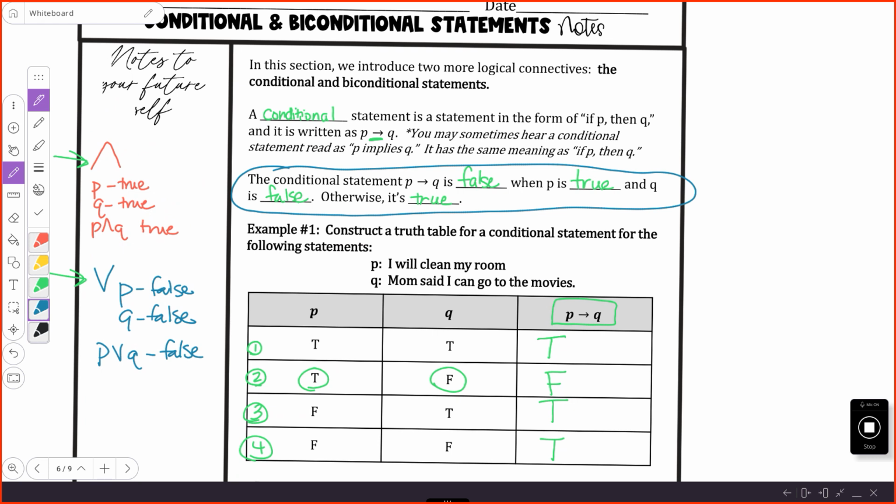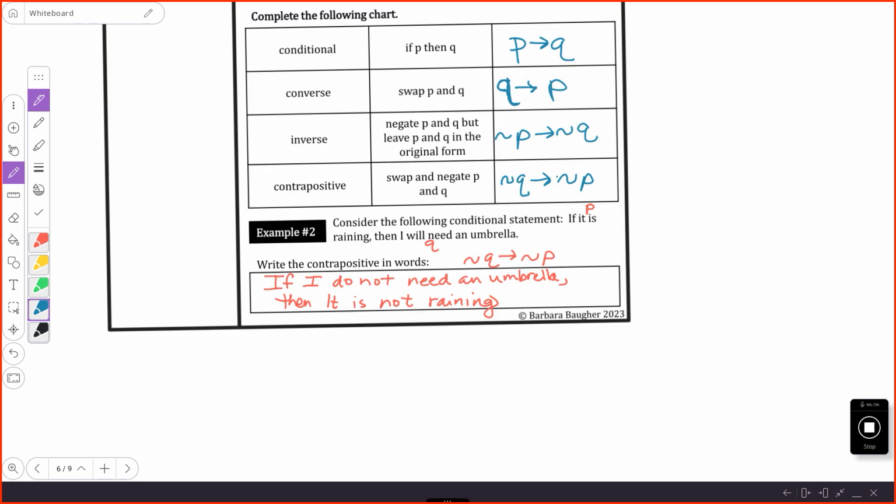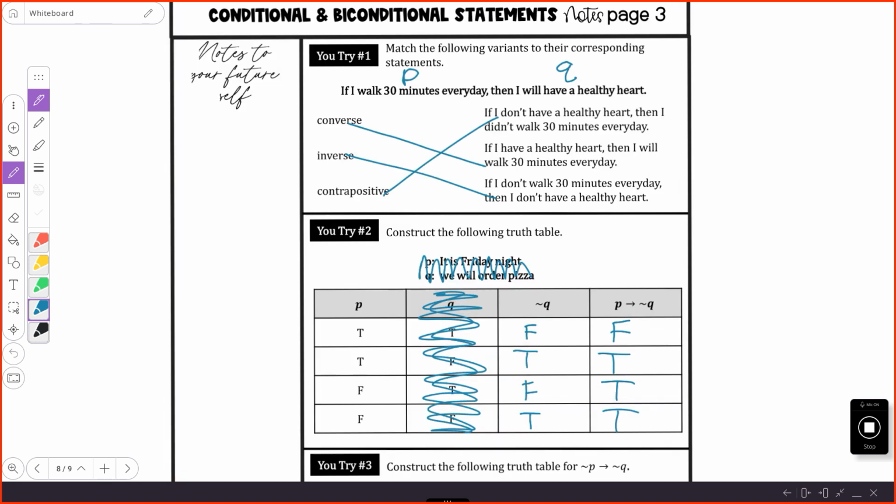So that's what we're looking for. We're looking for P to be true, for what follows the arrow to be false, and then that means the whole thing's false. Everything else on the truth table is true. So the whole table is just trying to find the one that matches. Yep. Okay, so let's look at this one.